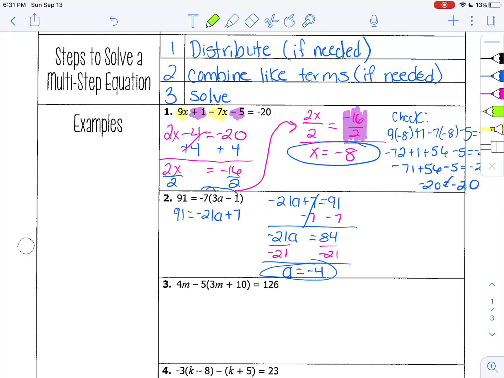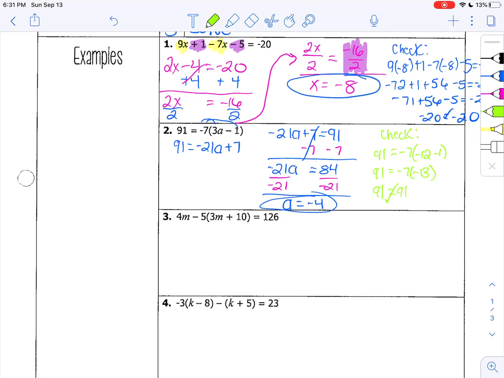Then I can take that answer and I can check it. So 91 equals negative 7 times 3 times negative 4 is negative 12 minus 1. 91 equals negative 7 times negative 12 minus 1 is negative 13. 91 equals negative 7 times negative 13 is 91. So when we checked it, we got the left side equals the right. So we know that our answer of a equals negative 4 is true.